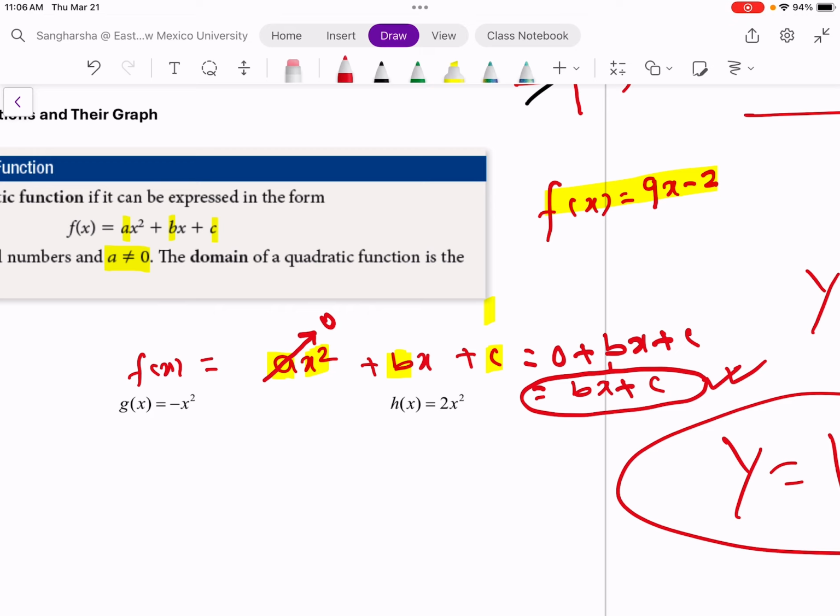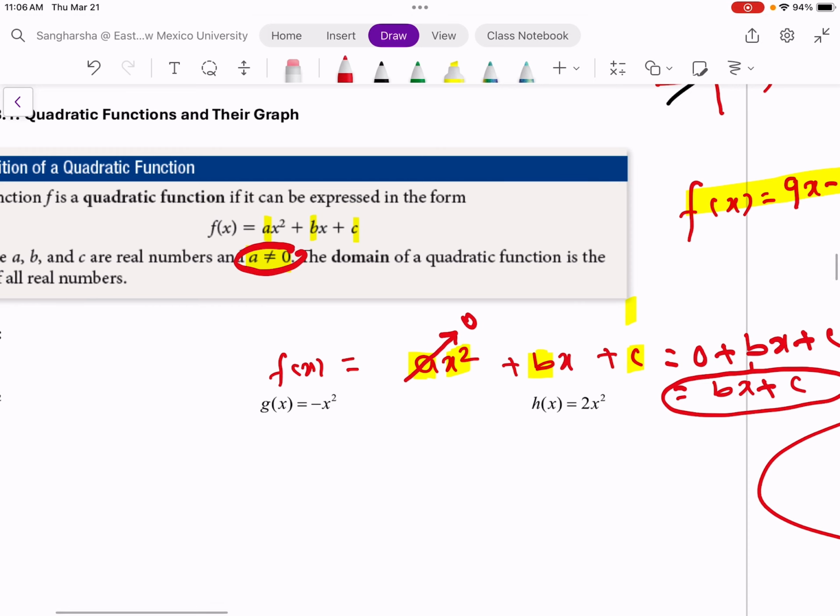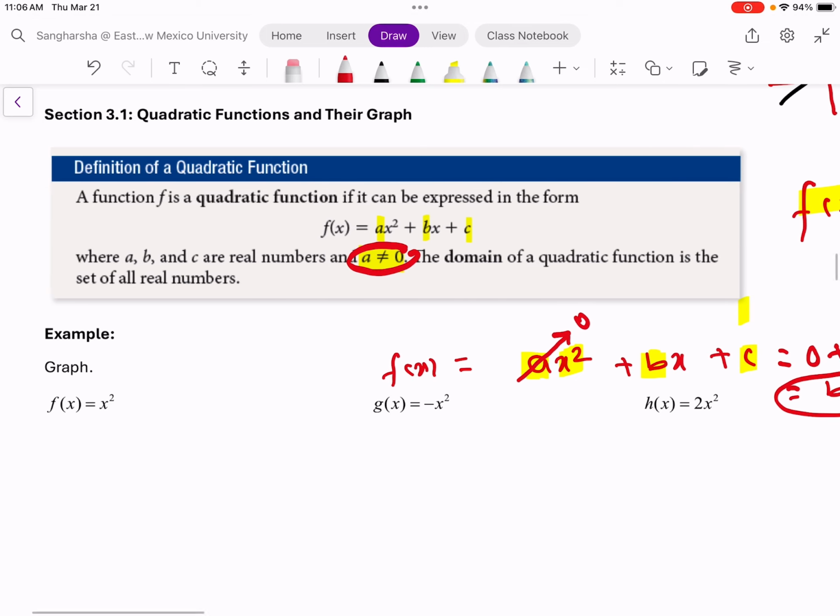And that is the reason why we can't have a equal to 0. You can have any number in a quadratic function other than 0. Okay, if you choose your a to be 0, then you won't have a quadratic. It will be a linear function. But a, b, c can be any real number, and a can be any real number other than 0. Okay, and the domain for every quadratic function is all real numbers.